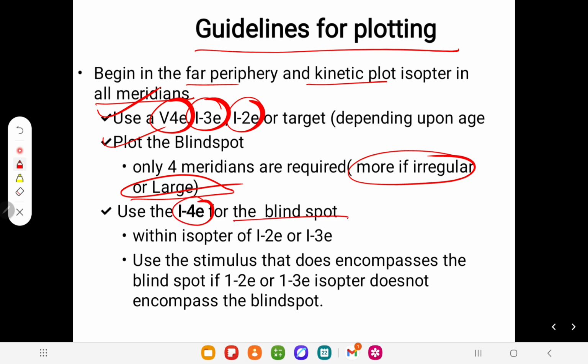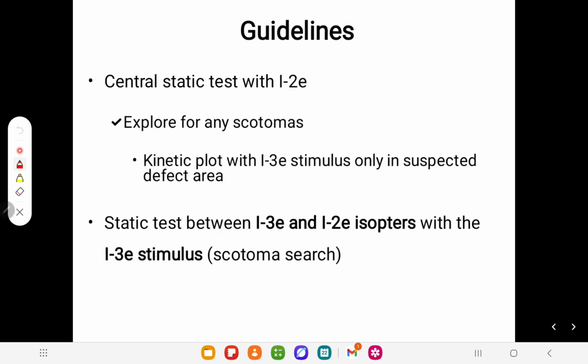Always good: within the isopters, use a stimulus that encompasses the blind spot. If the I2E, I3 isopter doesn't encompass the blind spot, then you can use a stimulus that does. You can sometimes broaden the stimulus, or sometimes use a little bit larger or brighter stimulus. That's okay. So guideline: for the central static test, I2E is better.